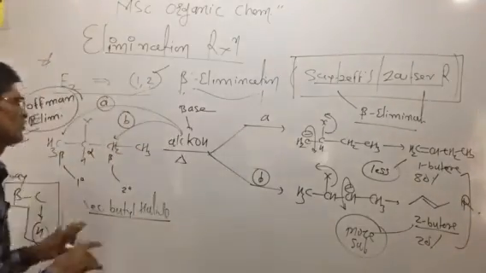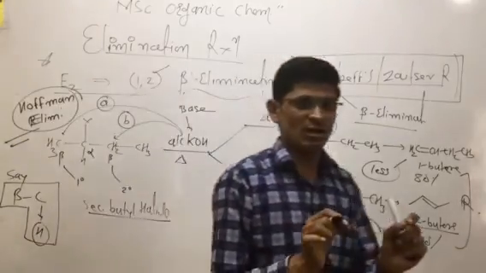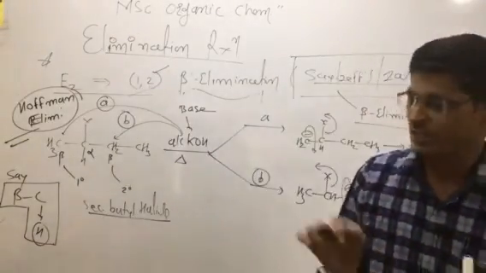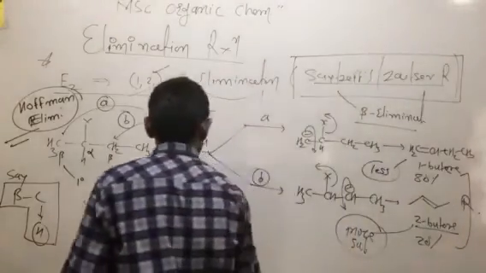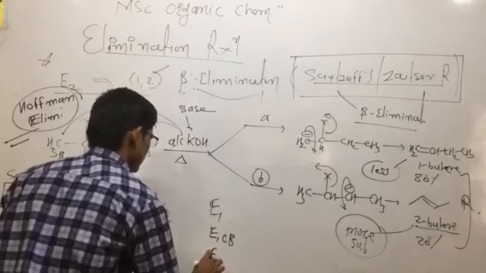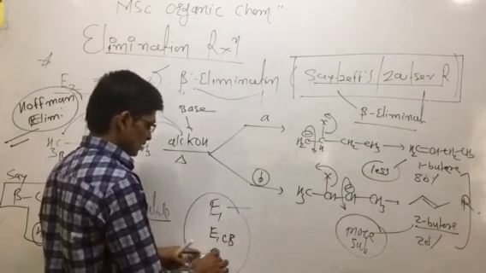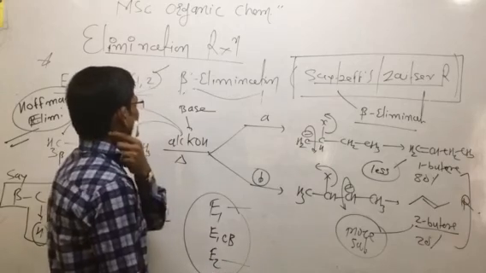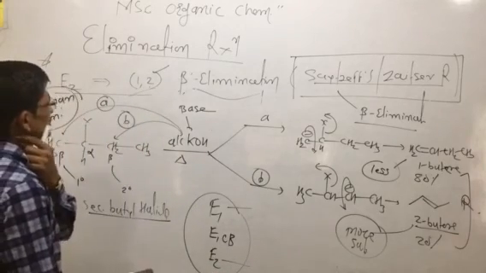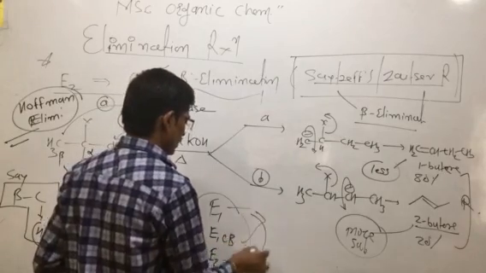So these are two different things. As I told you at the start of this lecture, what happens in E1, what happens in E1cB, and what happens in E2 reaction, this is applicable for the Saytzeff elimination reaction. This is applicable for this Saytzeff beta elimination reaction, and this is for both types of elimination reaction.